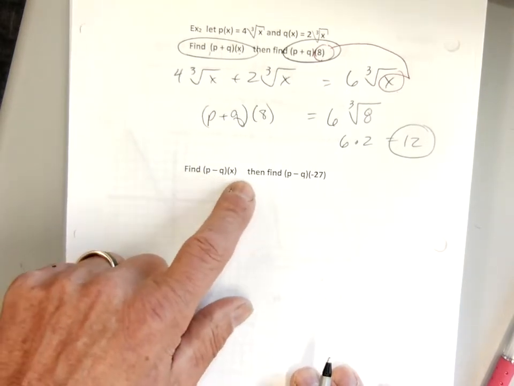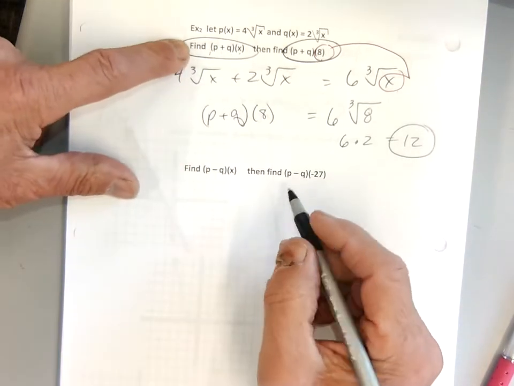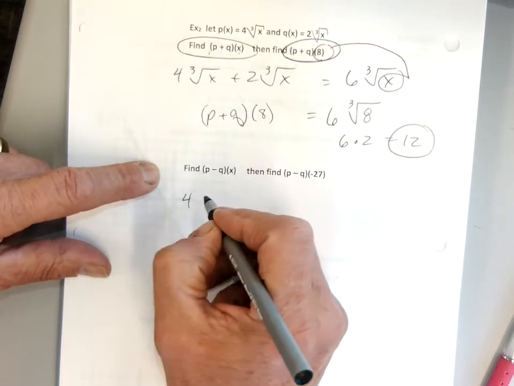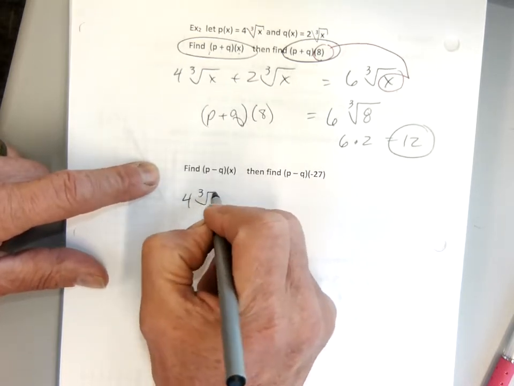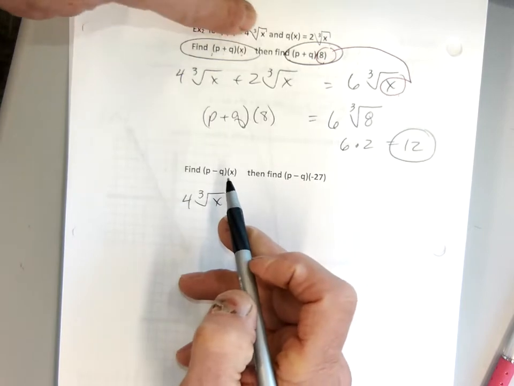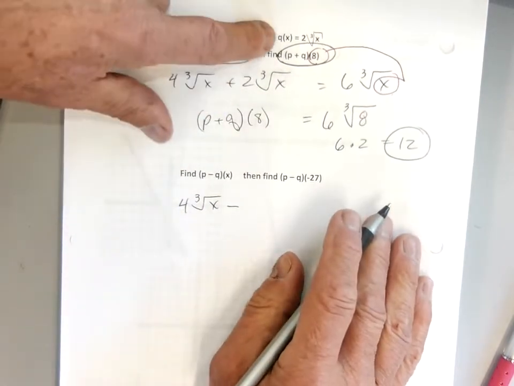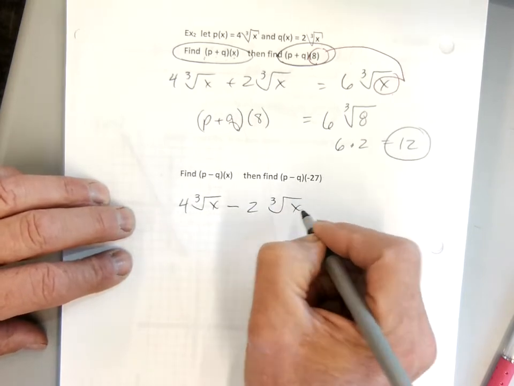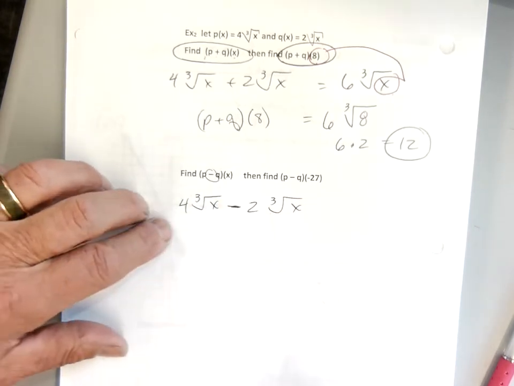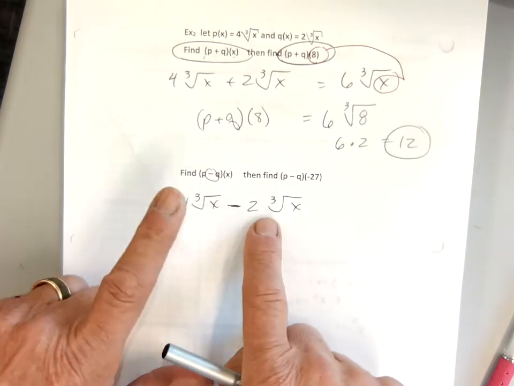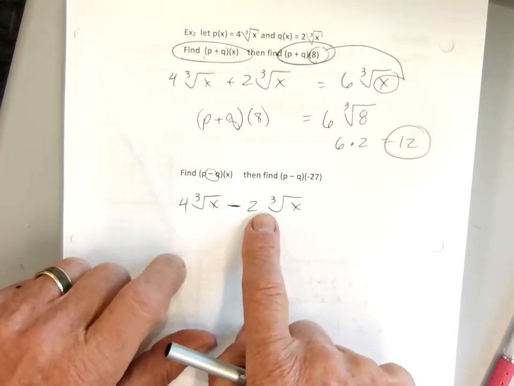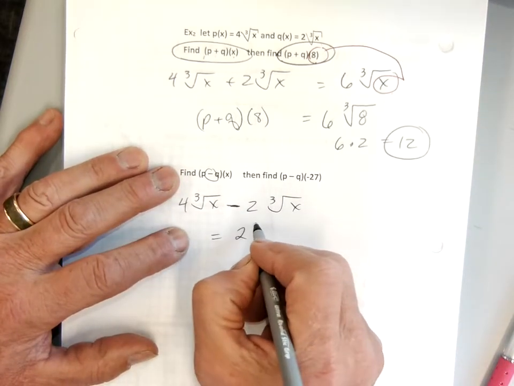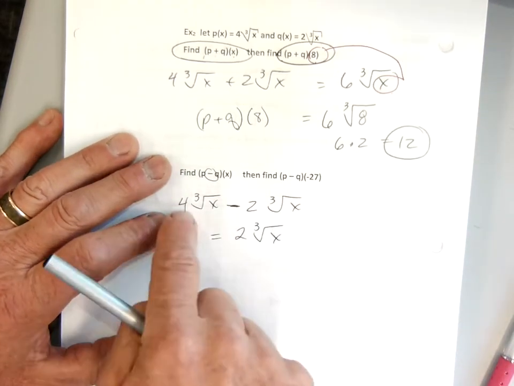P minus Q of X. All right, let's figure that out. P minus Q, let's see. I'm going to take my P of X, which is my 4 cube roots of X, right? That's P. Subtract Q, that's Q. Just subtract my 2 cube roots of X. I'm just subtracting because that's what the question asks for. And since they're the same, I can subtract them. 4 cube roots of X minus 2 cube roots of X just simply equals 2 cube roots of X. 4 minus 2. Okay, great.